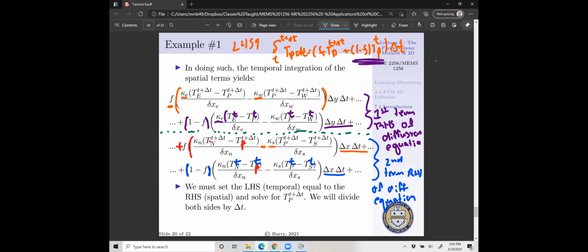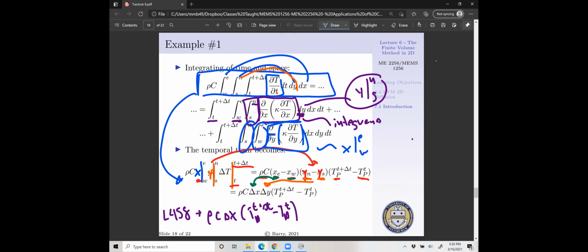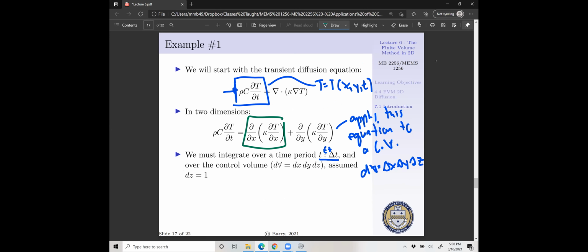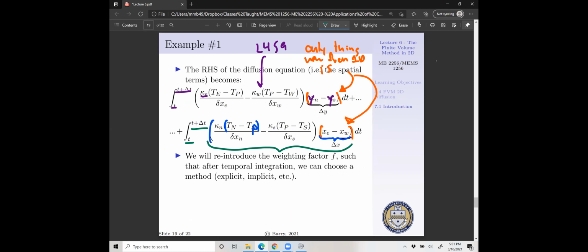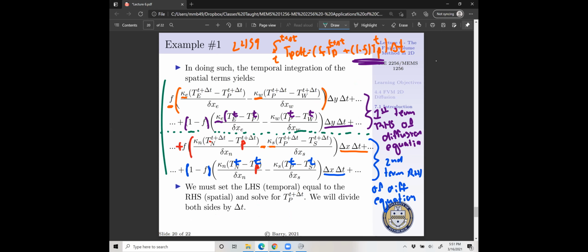So what we're going to do is go back to our diffusion equation, right? Because we broke down our terms. This was initially our equation. We expanded it out. We did our temporal term here and got that solution in this giant mess. So that's our temporal term in a finite volume form. And this is our spatial term in a finite volume form. Now we just set them equal and start going through the process of solving for TP, evaluated at time t plus delta t.